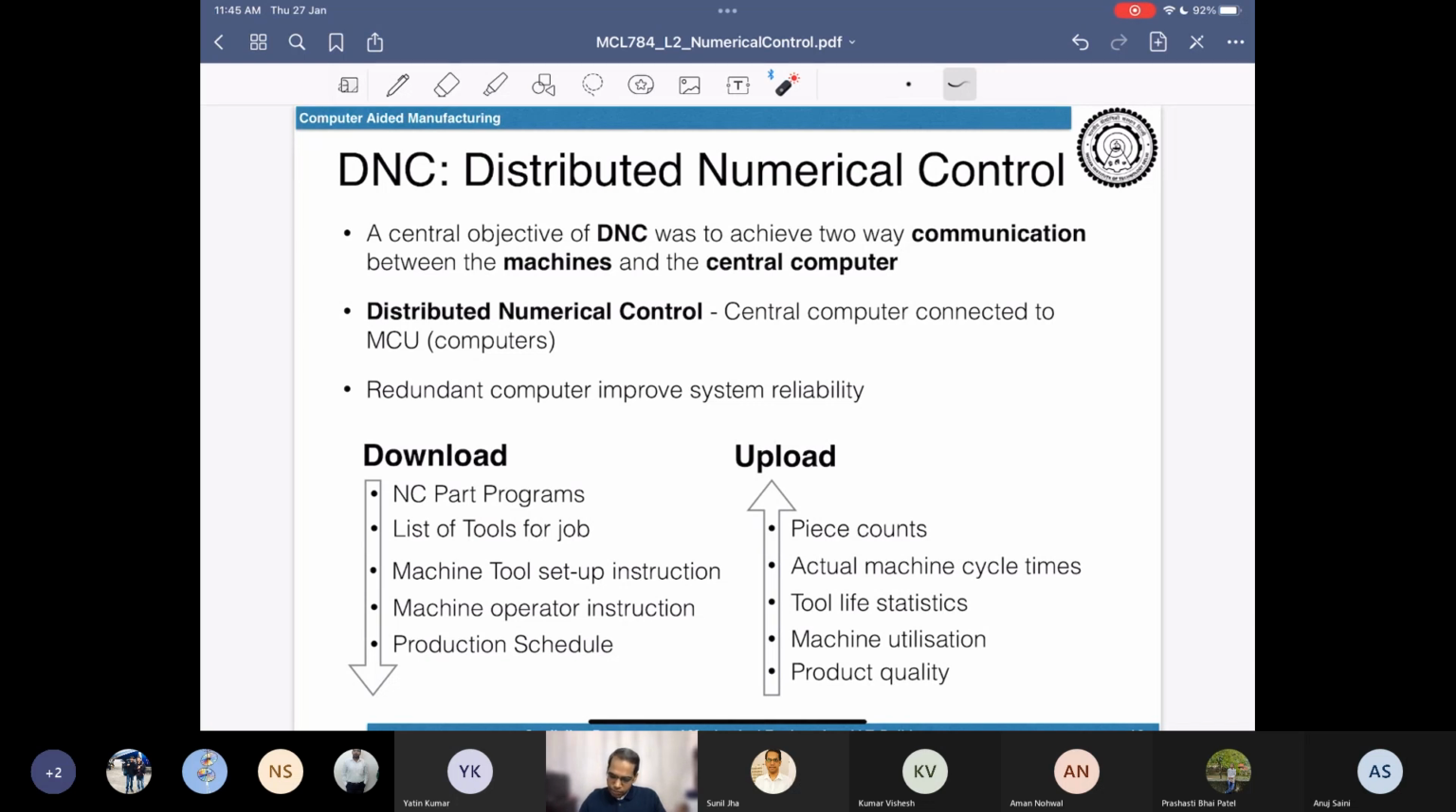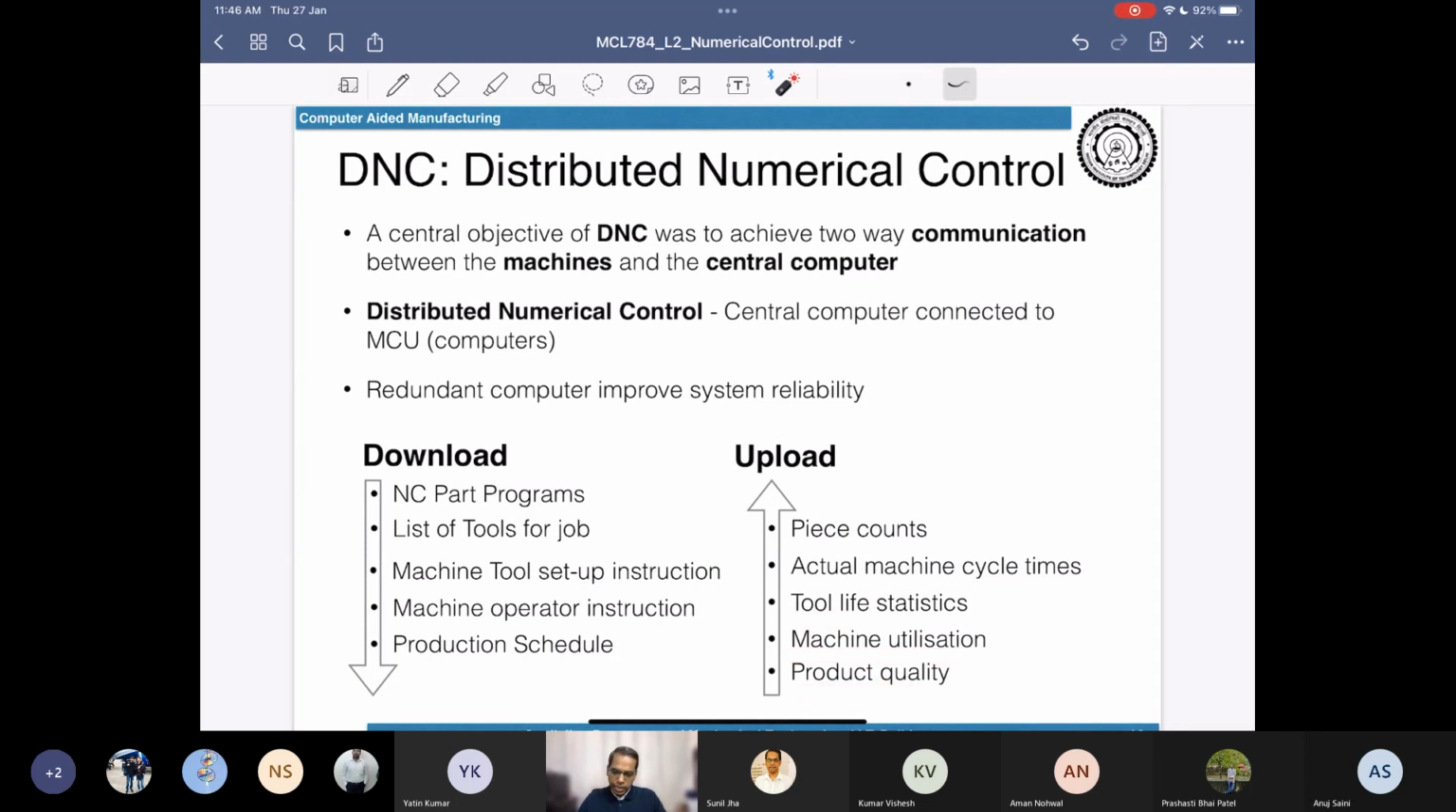Now, there is some information that the individual machine tool will also be uploading back to the main computer. And this forms the basis of the Industry 4.0 implementation, because now you have a two-way exchange of information from the machine tool. So you can capture the piece counts, how many parts are being produced by the CNC machine, and that is communicated back to the main computer. Machine cycle time is communicated, tool life statistics, machine utilization, product quality parameters.